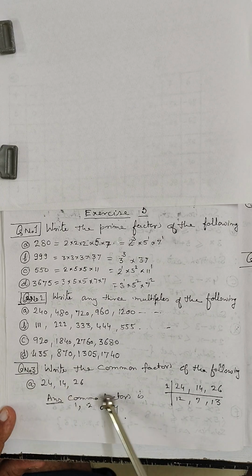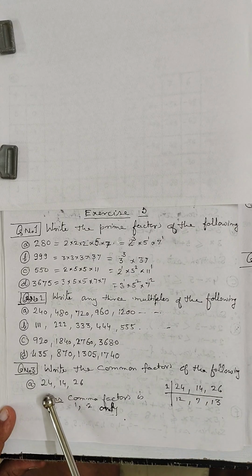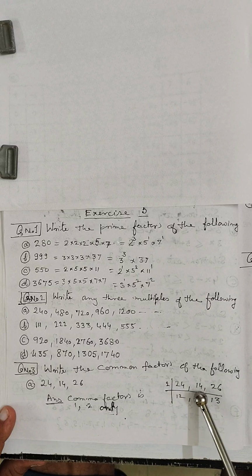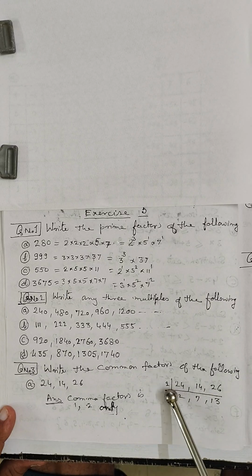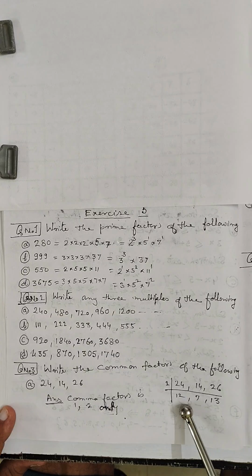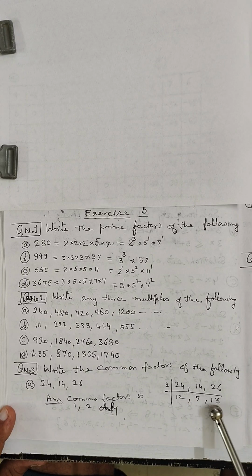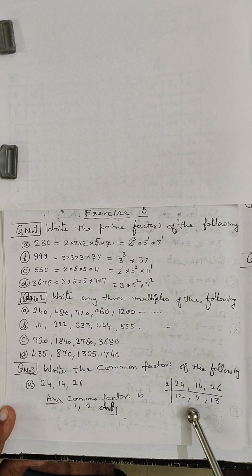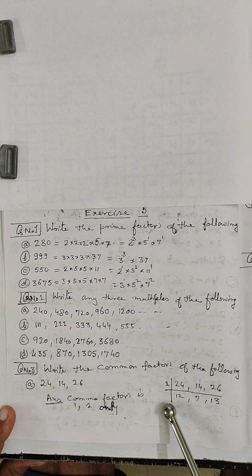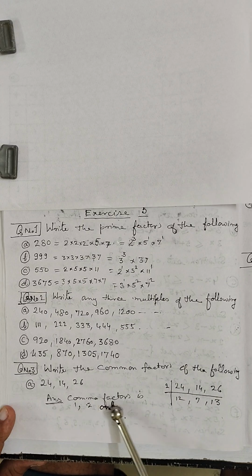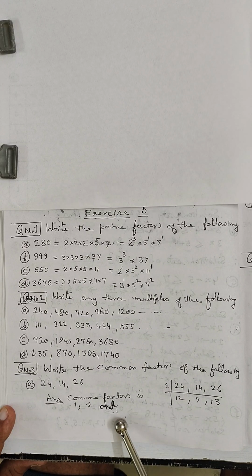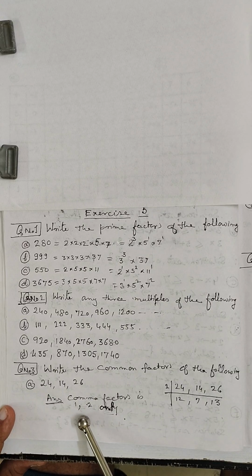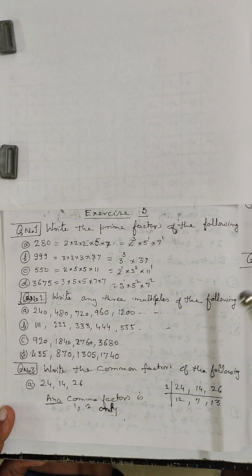Now question number 3. Write the common factors of the following. Now you see the numbers are here: 24, 14, 16. So you write down here 24, 14 and 16. Divide it by 2. So it will be 12, 7 and 8. Now these 12, 7 and 8 cannot have a common factor except 1. So 2 is the common factor. So the common factors are 1 and 2 only, because 1 is the common factor for every number. Therefore 1 and 2 are the only common factors.